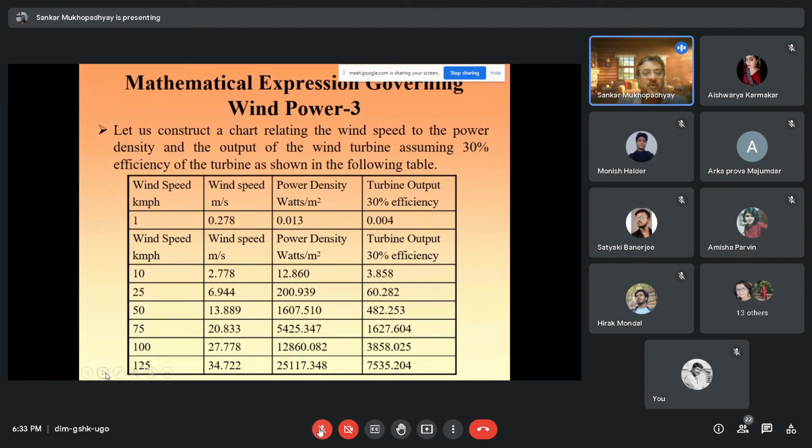এই চার্টটা দেখো, let us consider a chart relating the wind speed to the power density and the output of the wind turbine assuming 30% efficiency of the turbine as shown in the following. Wind speed কিলোমিটার পার আওয়ার 1, wind speed মিটার পার সেকেন্ড হচ্ছে 0.278, পাওয়ার ডেন্সিটি ওয়াট পার মিটার স্কোয়ার হচ্ছে 0.013, টারবাইন আউটপুট 30% হচ্ছে এত, এইসব করে ফোরে উইন্ড স্পিড বাড়লে কি দাঁড়ায়?